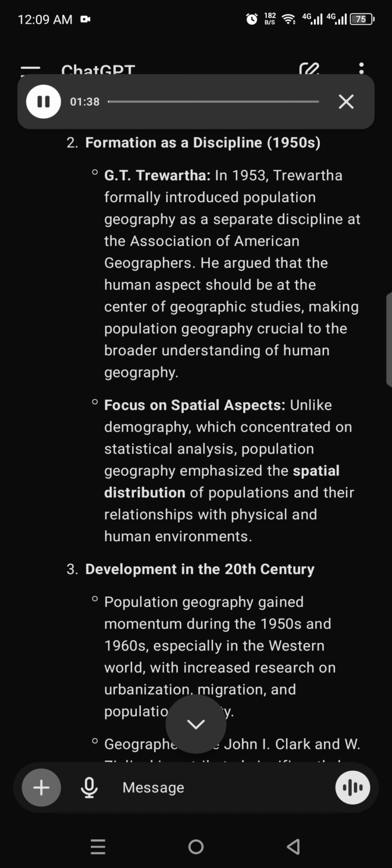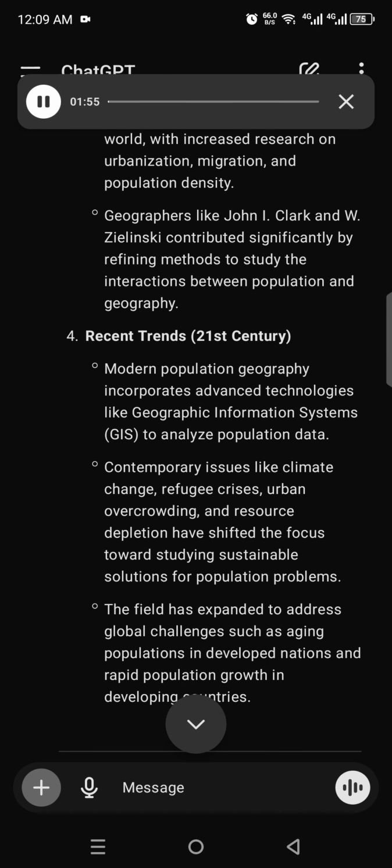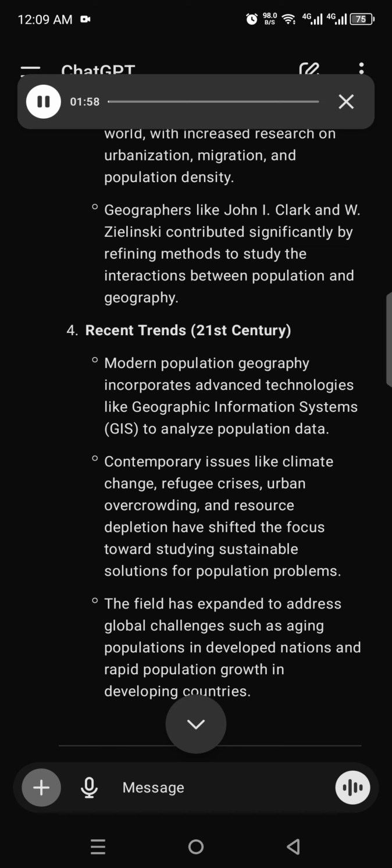3. Development in the 20th century. Population geography gained momentum during the 1950s and 1960s, especially in the Western world, with increased research on urbanization, migration, and population density. Geographers like John I. Clarke and W. Zielinski contributed significantly by refining methods to study the interactions between population and geography.